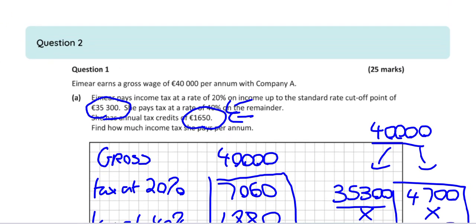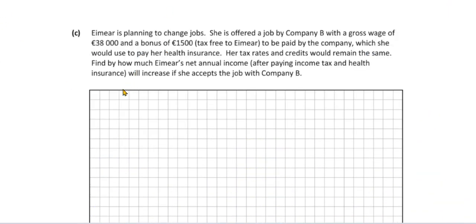Alright, look, I'll just do it over here. Right. So, lads, we're going to do the same thing again, okay? Except this time it's 38 grand. And what they do is they don't give you 40 grand anymore. They give you 38 grand and a tax-free 1,500. You get what I'm saying? So we're going to do the same thing again.